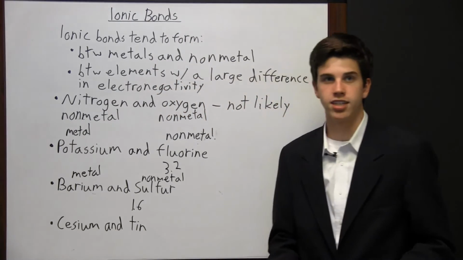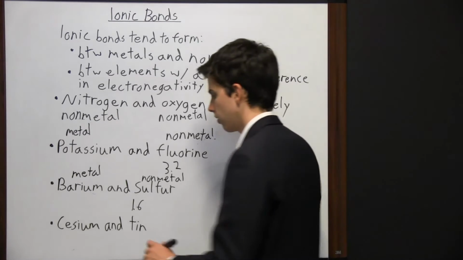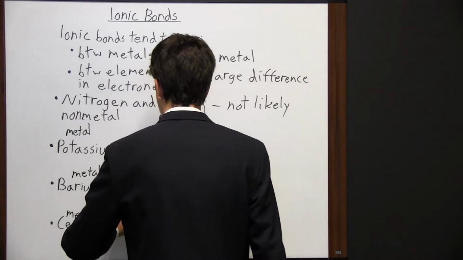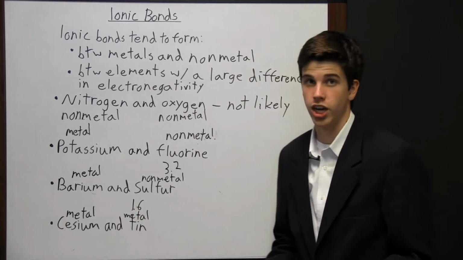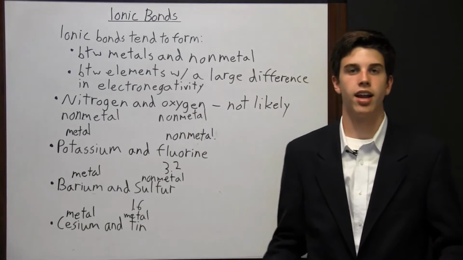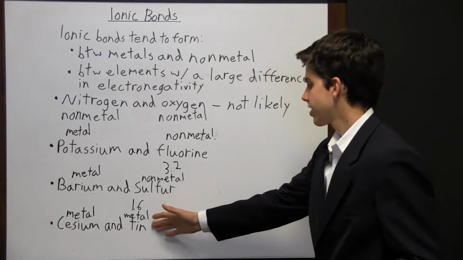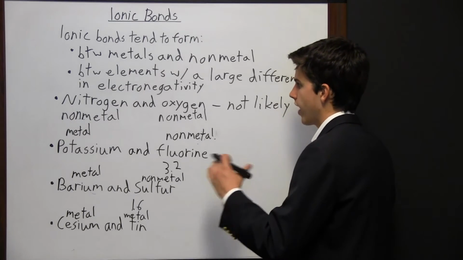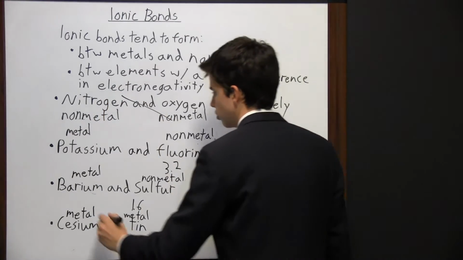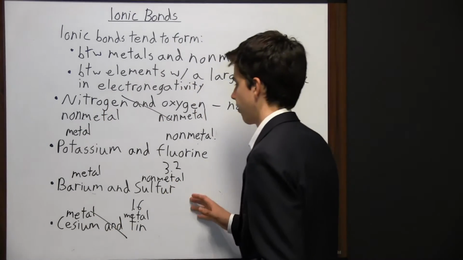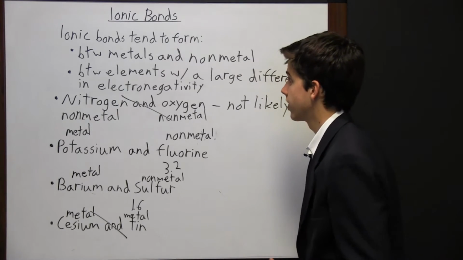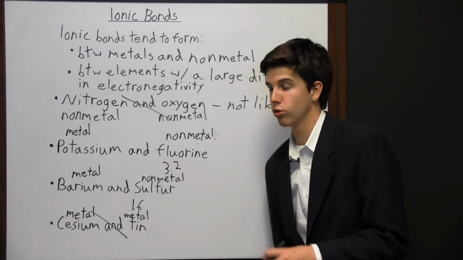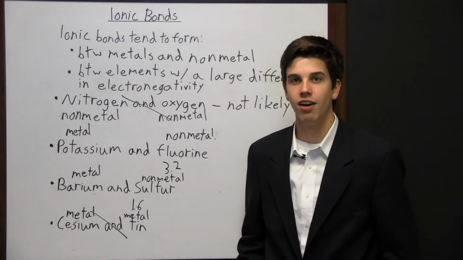Now finally, we have cesium and tin. Cesium is an alkali metal, and I'm sure you can guess that tin is a metal. So here we have two metals interacting with each other, so it's not between a metal and a nonmetal. So cesium and tin is not likely to form ionic bonds. Notice the main factor here was that we had two nonmetals and two metals. But when we have a metal and a nonmetal, they're likely to form ionic bonds, especially if they have a high electronegativity difference. So hopefully through this short session, you have a better understanding of ionic bonds.